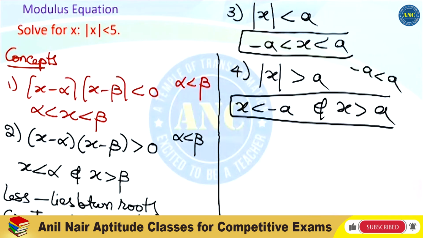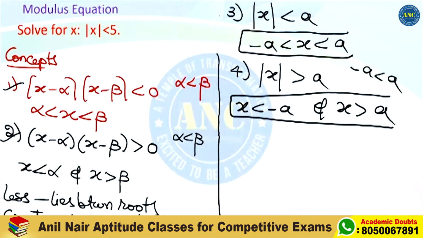I hope the idea is clear. Mod x less than a, x lies between the critical points. Mod x greater than a, x does not lie between the critical points. First point, second point, third point and fourth point. Idea is clear.